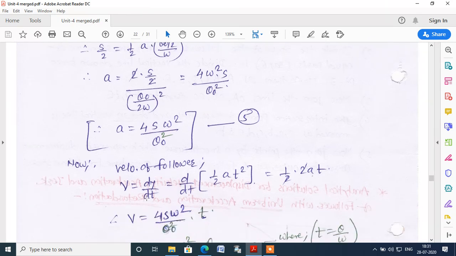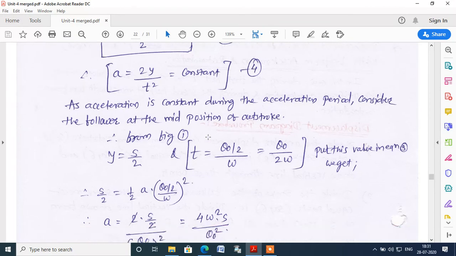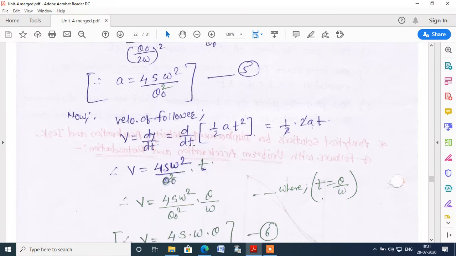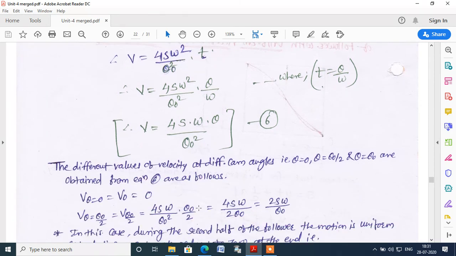Velocity of follower v equal to dy by dt. So d by dt of y, which is half a t square. If you take differentiation with respect to t, half into twice a t, the 2 gets cancelled, and we get a t. So what is a? It is 4s omega square upon theta naught square, and t is theta by omega. By putting this value, we will get velocity as 4s omega into theta upon theta naught square. The different values of velocity at different cam angles we can calculate.